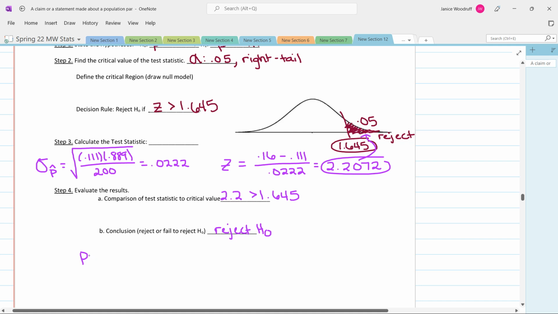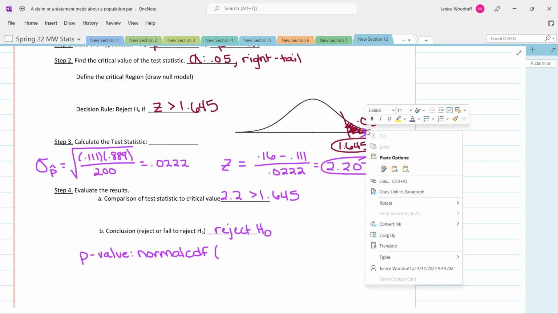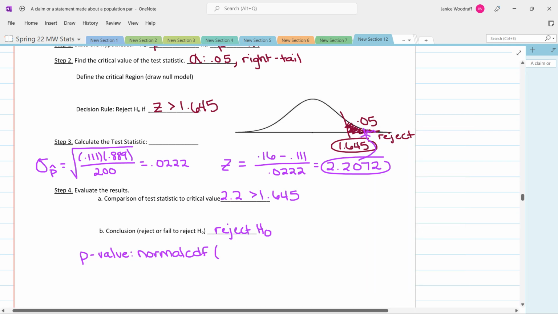So for the p-value, you're just finding that probability back to chapter 6. You're just going normal CDF. And you're just finding, so if this is 2.2, like right here, you're just finding this area shaded in purple here. If it will let me shade, there we go. So that's going to be pretty small.